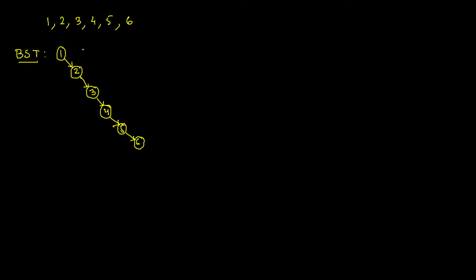That is not expected, because ultimately we have seen that the height of the tree is not following the order of log n. That actually was our prime goal for converting our data structure from linear to non-linear. So that's why we will go for the AVL tree, right?